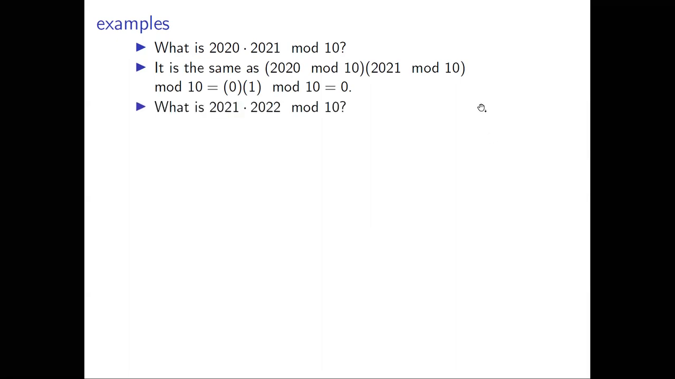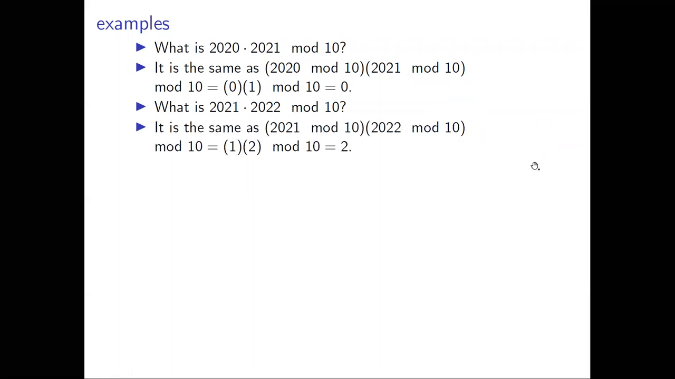Here's another one, a similar one. What is 2021 times 2022 mod 10? And we'll do the same method on this one, but a different answer this time. So we can write this as 2021 mod 10 times 2022 mod 10, and take that mod 10. And 2021 mod 10, this is 1, as we saw. 2022 mod 10, this one is 2. So we get 1 times 2 mod 10, and that gives us 2.